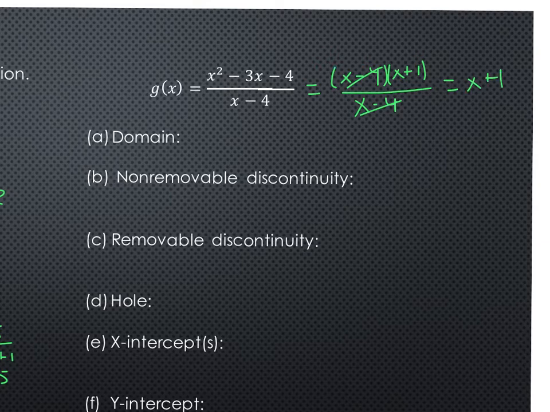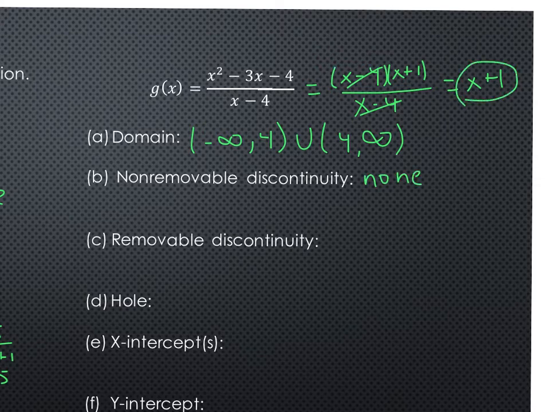For our domain, remember, we still have to state, look at the original problem. So we still cannot have x be 4. So our domain, negative infinity to 4, union 4 to infinity. Non-removable discontinuity, this time we don't have one because in our reduced form, we don't have a denominator. However, we do have a removable discontinuity because x minus 4 is canceled out. Our removable discontinuity is that x equals 4.